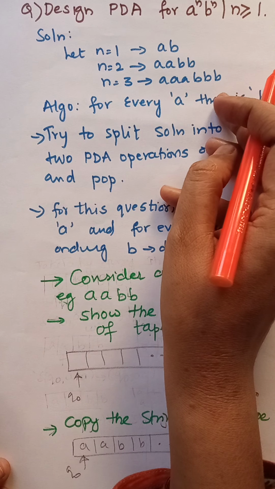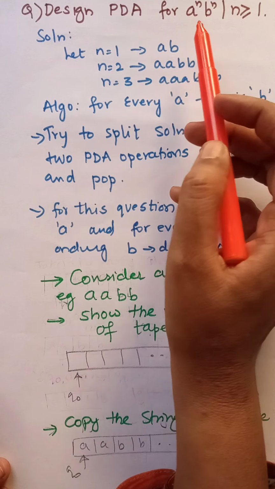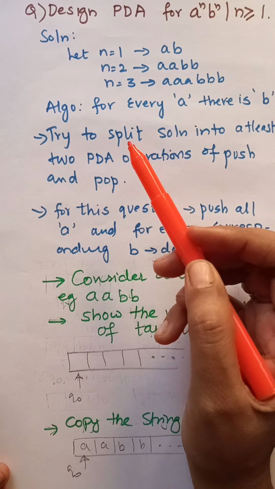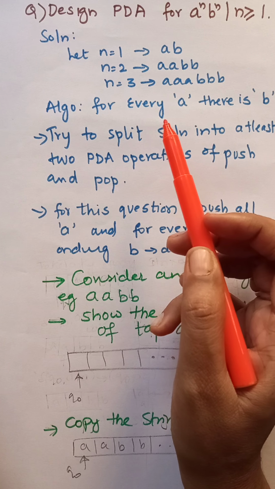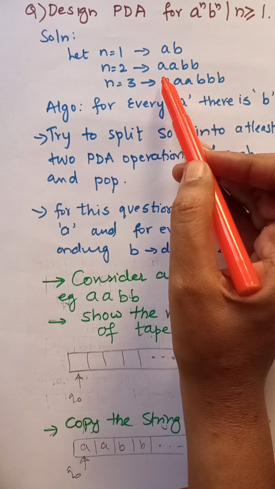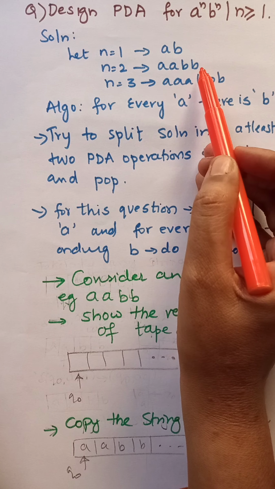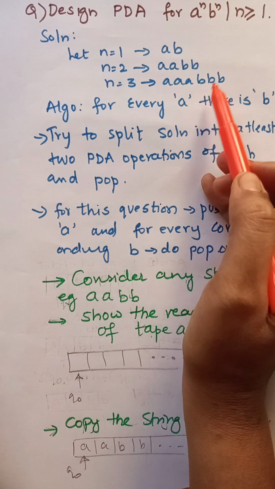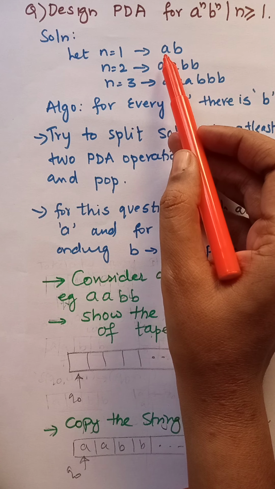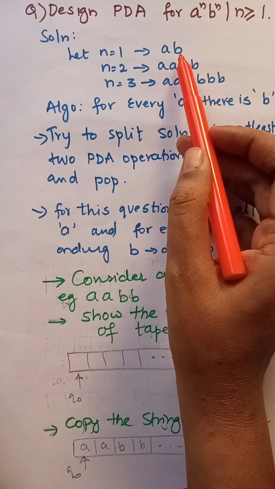So this is a question. What we have to do? We have to design PDA. For designing the PDA, first of all, we should design some algorithm in our mind. So how can we solve this kind of question? For single A, the number of B's is 1. For two A's, the number of B's is 2. For triple A, the number of B's is 3. That is, for every occurrence of A, there is a corresponding B.